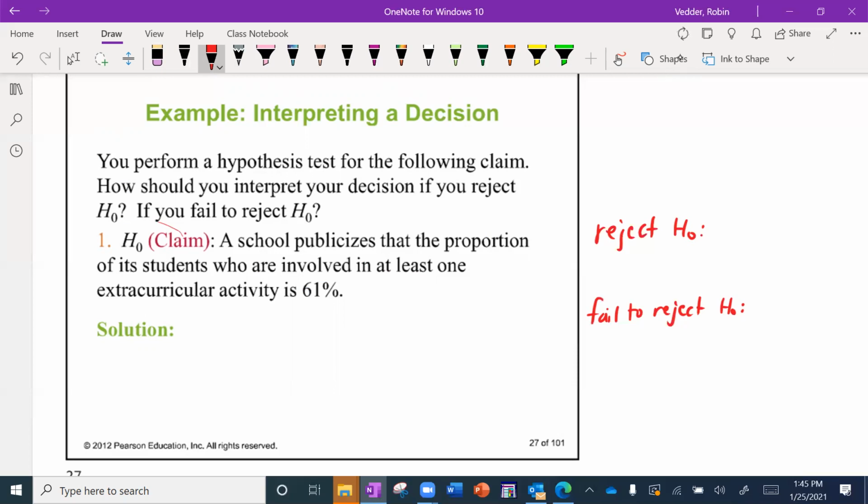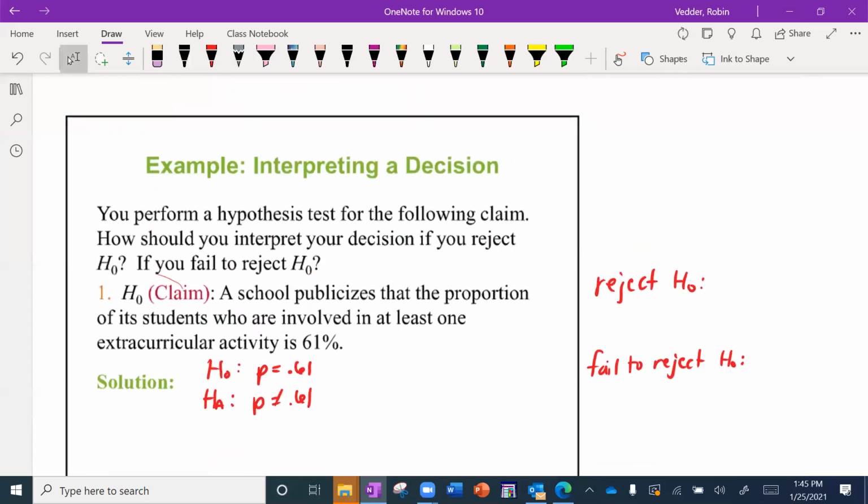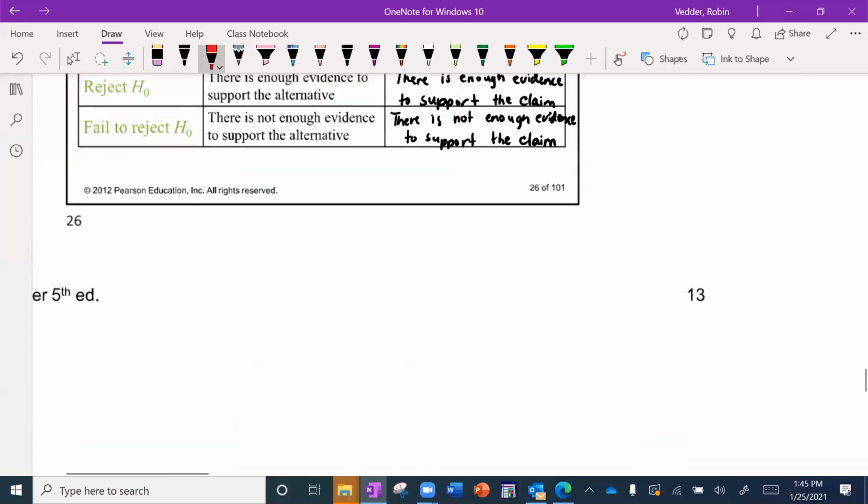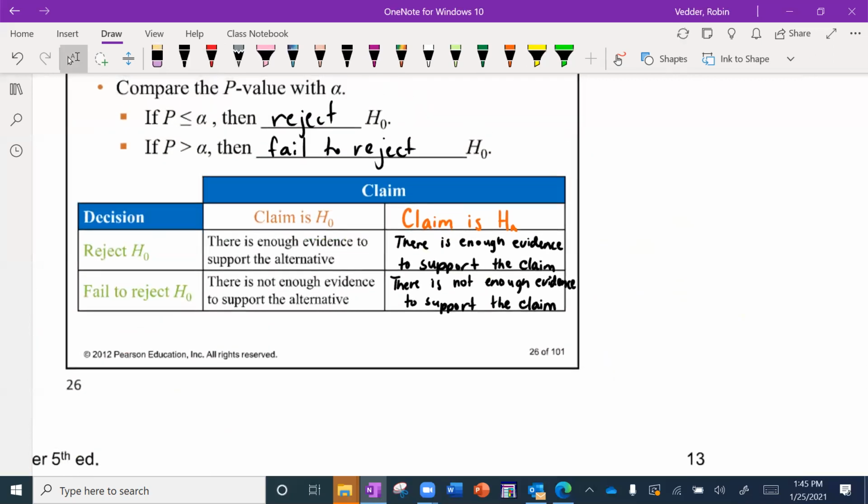We already did it. Our null and our alternative: P equals 0.61 and P does not equal 0.61. We already did that before. We talked through it. And now we need to decide what it means. So let's look back. Now keep in mind that our null is the claim. So if we go to the chart, the claim is the null. You guys with me? Okay, we're just going to look at that column when we write it down.